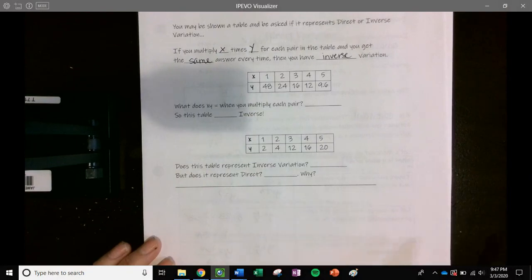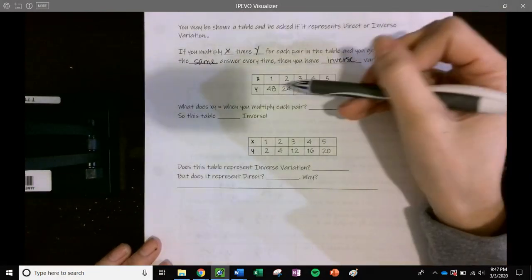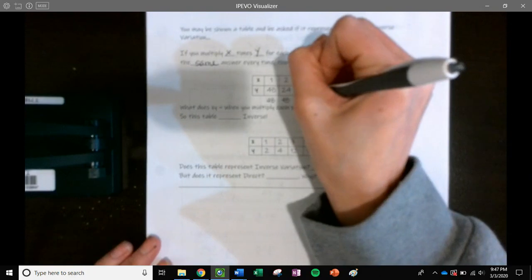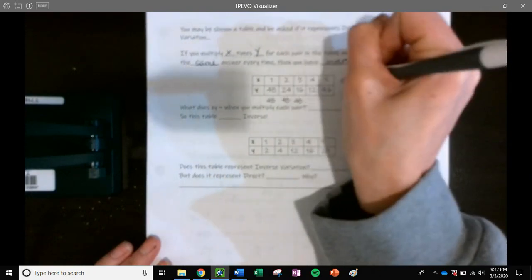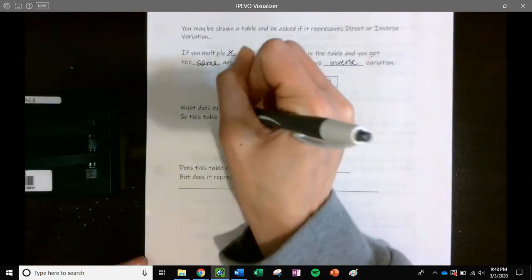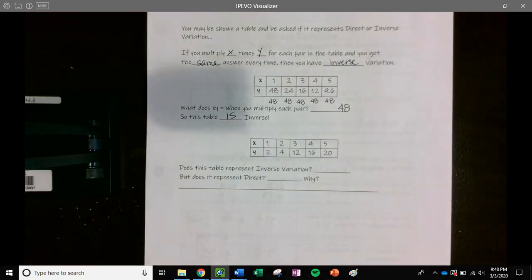So let's check this one out. 1 times 48 is 48. 2 times 24 is also 48. 3 times 16 is 48. 4 times 12, yes. All signs point to yes. What does x times y equal when you multiply each pair? It equals 48. So this table is inverse.